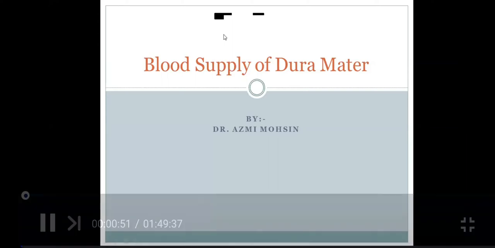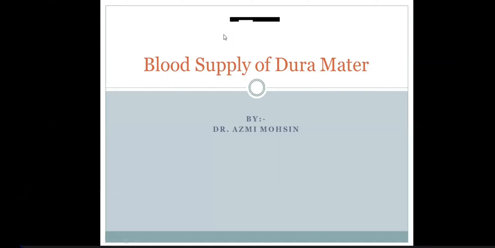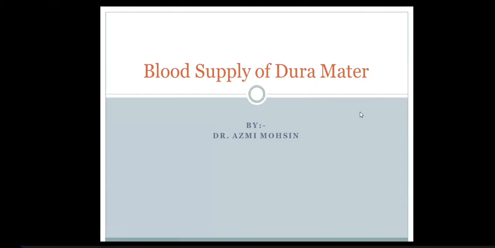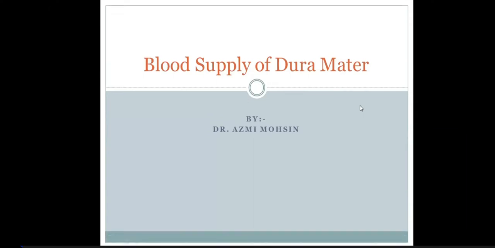This topic, blood supply of dura mater. Okay. So, you know, dura mater, it is the outer, the thickest layer of the meninges.